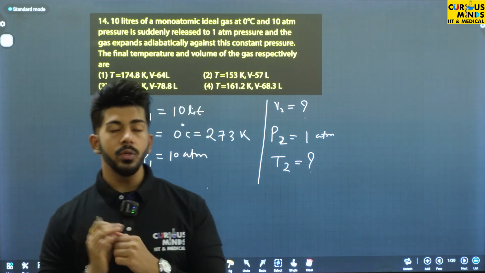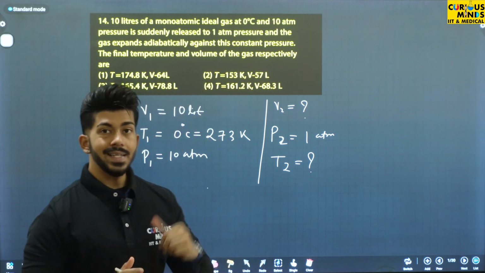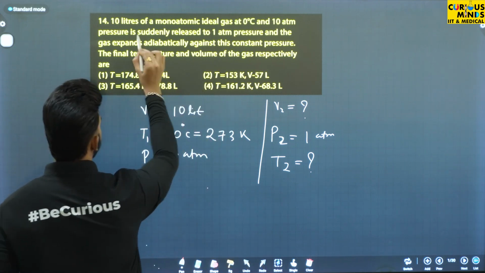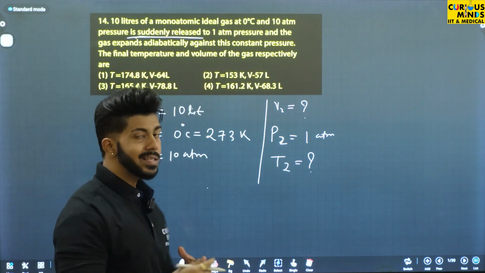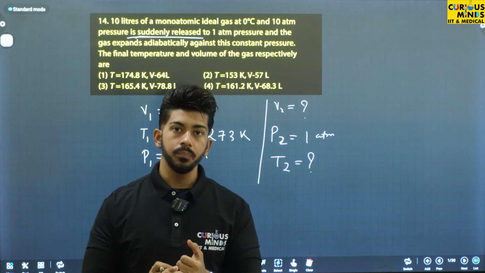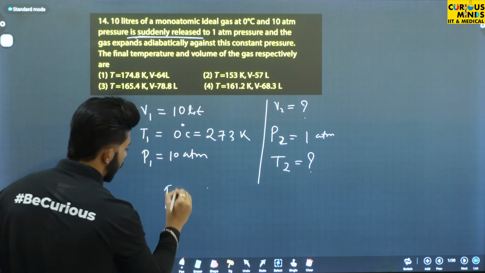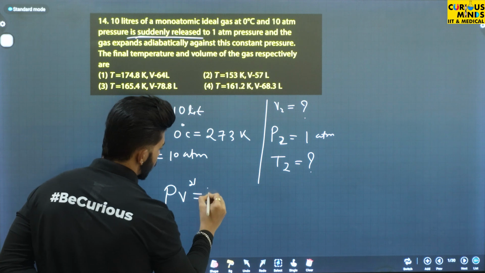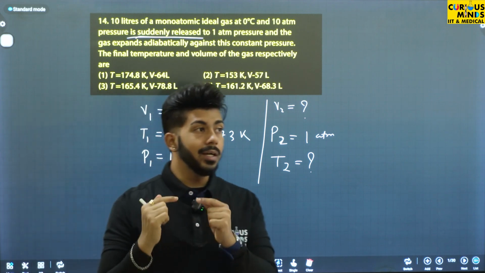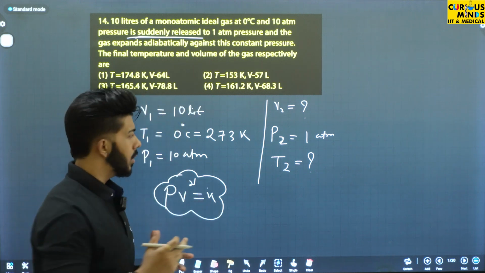But can you see one more thing along with the word adiabatic? You can see suddenly released. What does that mean? Suddenly released means the process is adiabatic irreversible. In that case we cannot use PV to the power gamma equals K. For adiabatic irreversible we cannot use this formula, right? So rather we can use something else.